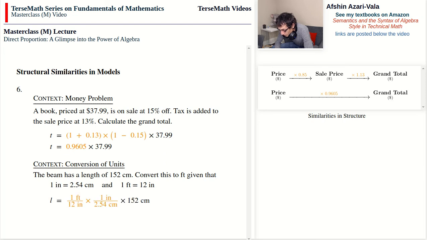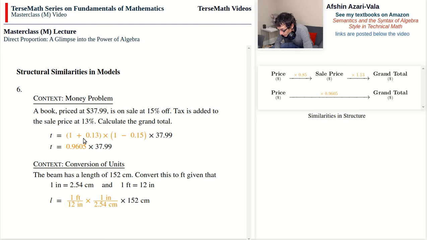And if you recall, this is the equation that we set up to solve this problem. Starting with the length whose unit we want to change, 152 centimeters, we use the relationship 1 inch is 2.54 centimeters to convert the unit to inches. And then we use the relationship 1 foot is 12 inches to convert the unit to feet. And the connection between these two factors, the way they behave, is so similar to the way these two behaved.